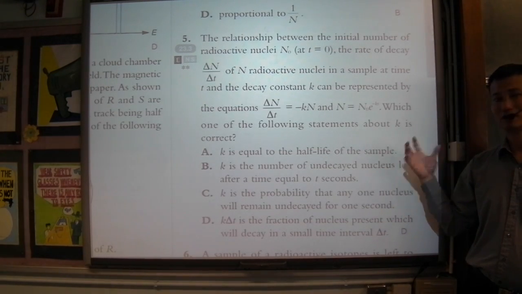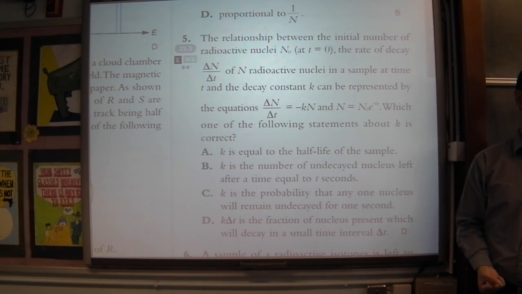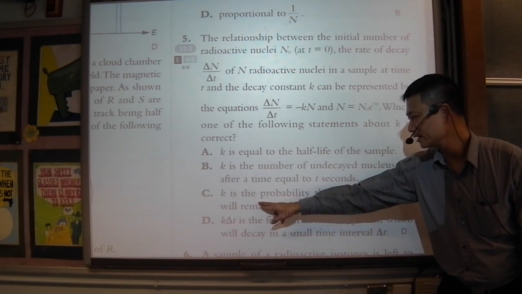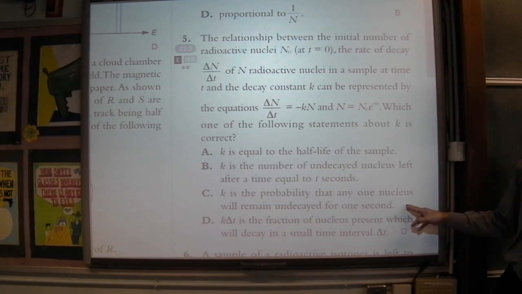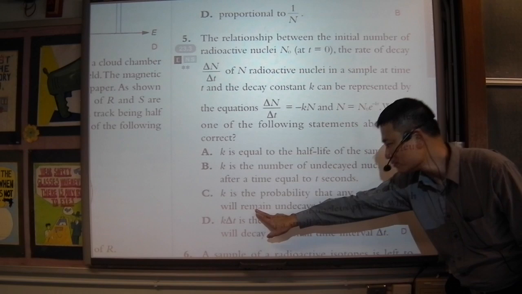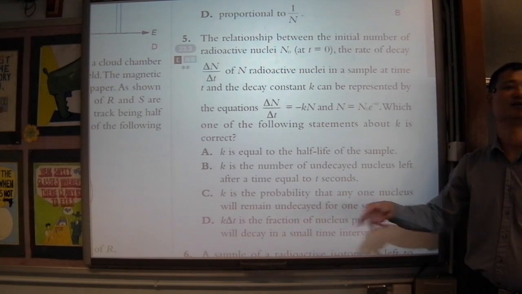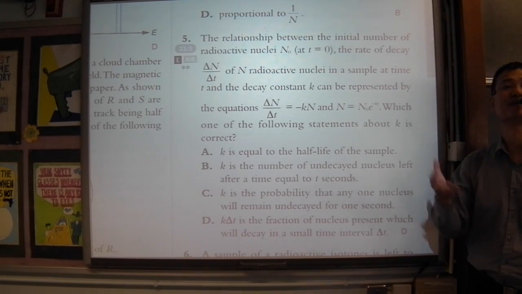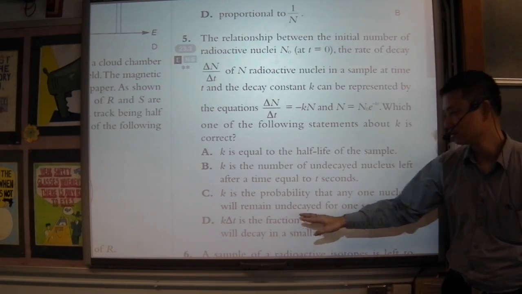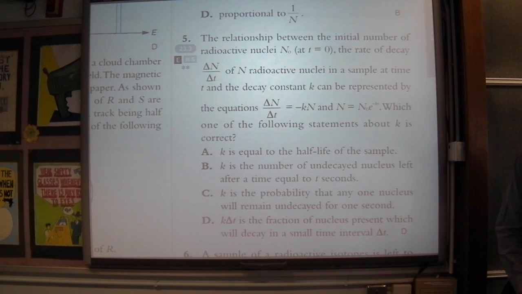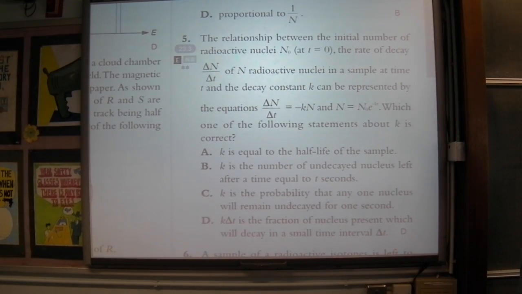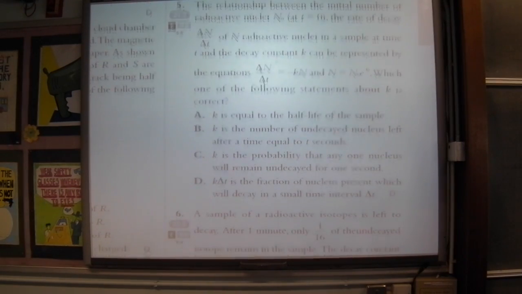Also wrong. K is the probability of decay. Now C, k is the probability that any one nucleus will remain undecayed. So this is again wrong. K is the probability of decay, not probability of undecay. Now D. It seems that only D should be the answer, and in fact D is the answer, but it doesn't look like it.